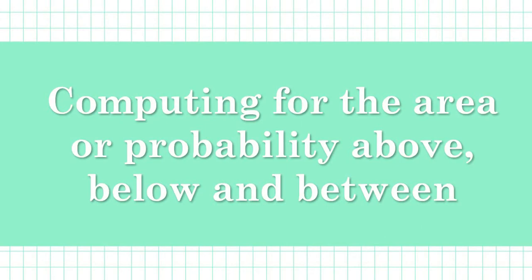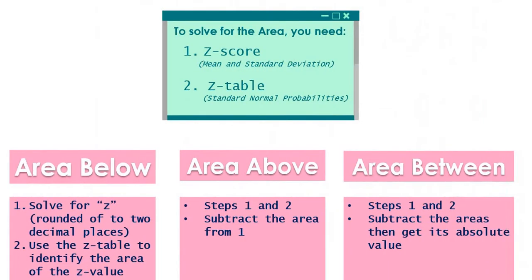Let's now have the steps to follow in computing the area or probability above, below, and between. So given a normal curve, there are 3 scenarios wherein we are going to solve for its area. First, we are going to solve for the area below, then area above, and area between. These 2 steps here are followed to be able to identify the probability or area. So let's first go to the first scenario, which is the area below.